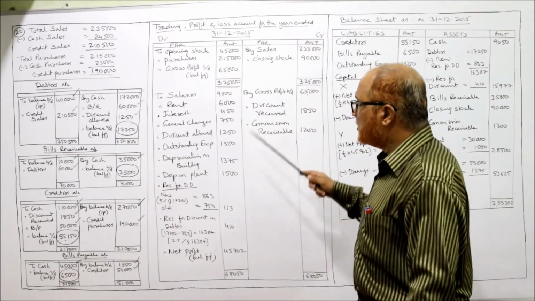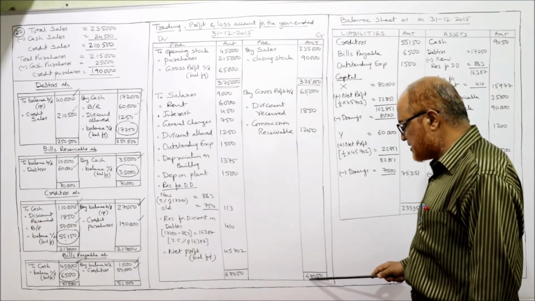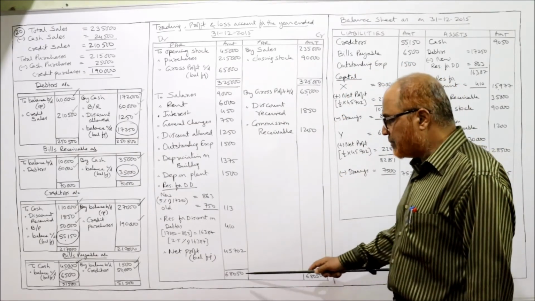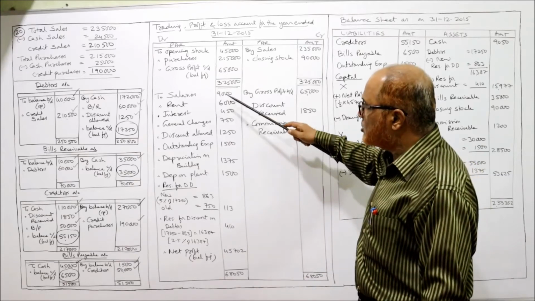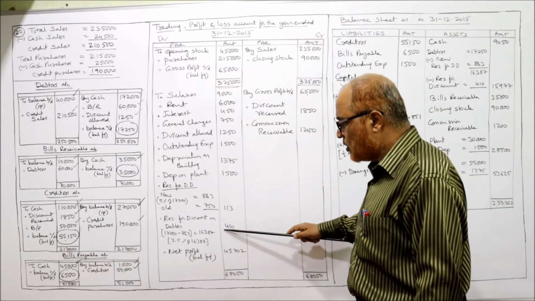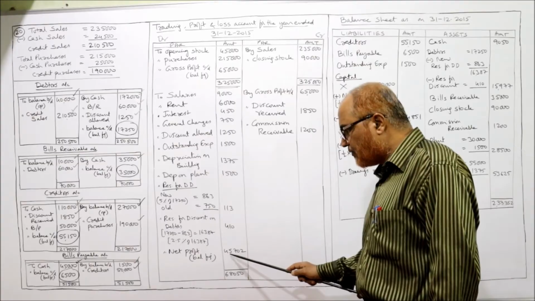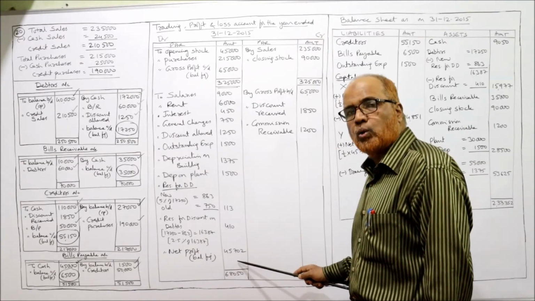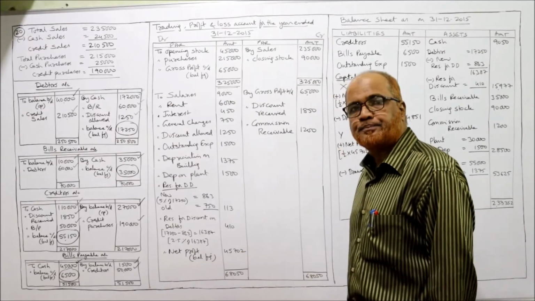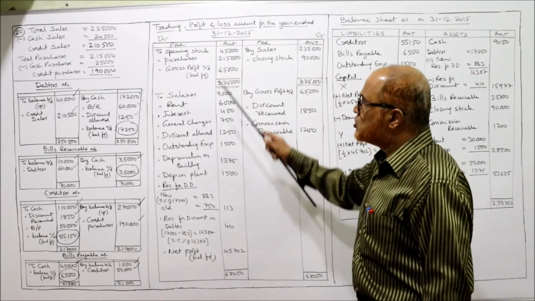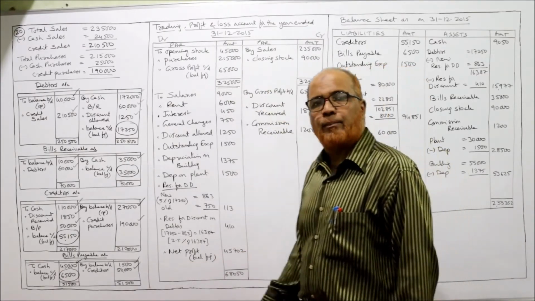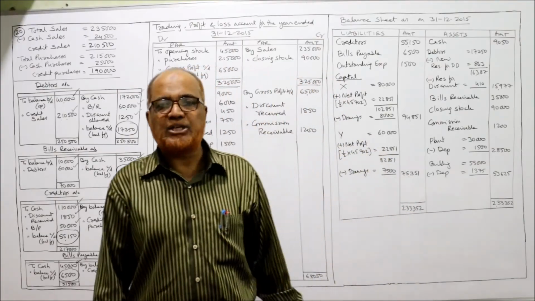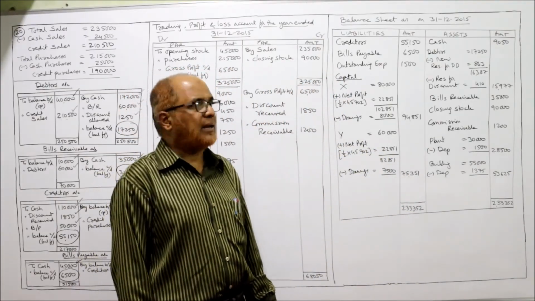That's all. Take the total on the credit side, 68,050. From 68,050, deduct all the debit items. The balancing figure you are going to get 45,702. This is the net profit. So complete trading profit and loss account completed. Lastly, balance sheet. Now I am coming to the balance sheet.